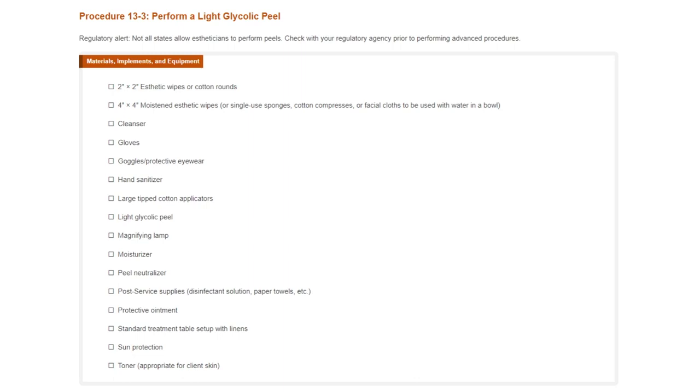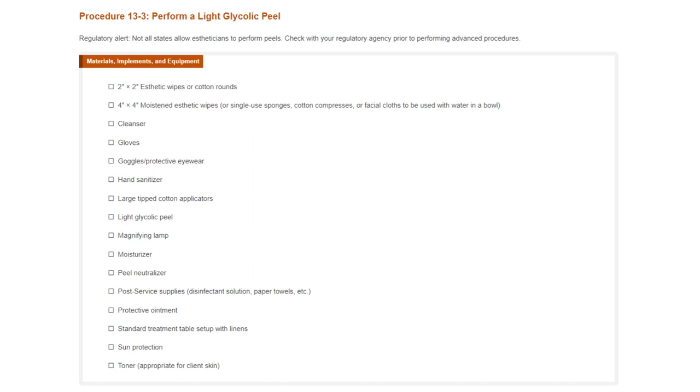Goggles/protective eyewear. Hand sanitizer. Large-tipped cotton applicators. Light glycolic peel. Magnifying lamp. Moisturizer. Peel neutralizer. Post-service supplies, disinfectant solution, paper towels, etc. Protective ointment. Standard treatment table setup with linens.